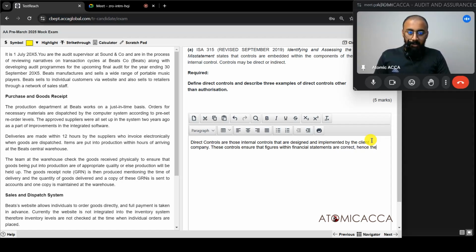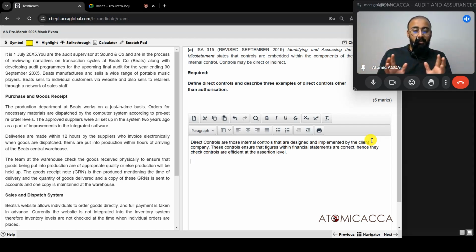Hence they test controls, or they check controls are efficient at the assertion level. Assertion level means accuracy, valuation, completeness, all these things will be proper. That's called assertion level. Now we told what is direct control.